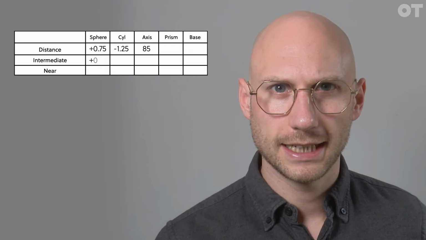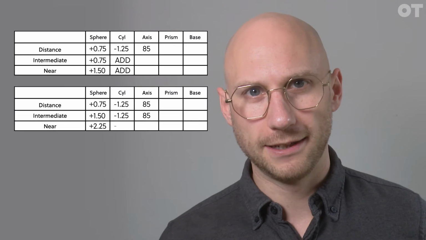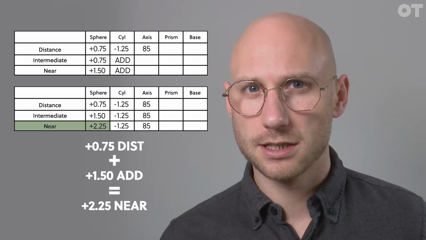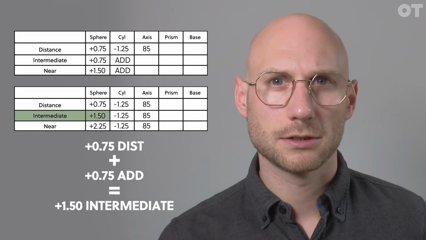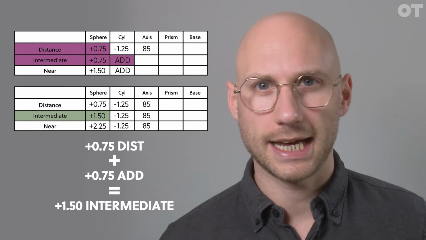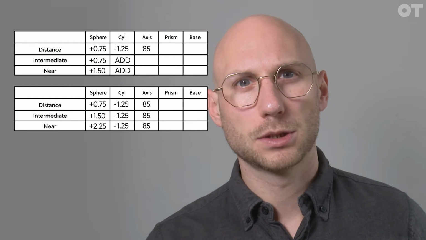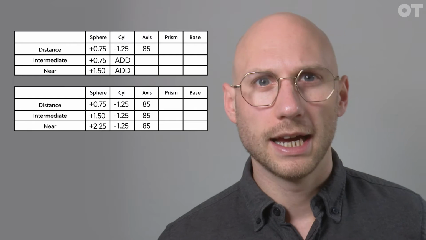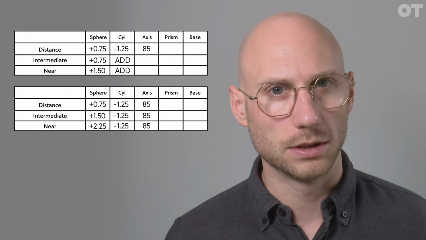Note the near addition, known as the add. You can either write it in the form of an add on the line below, or write out the reading prescription in full. The near prescription is the sum of the distance prescription and the near add. The intermediate prescription is the sum of the distance prescription and the intermediate add. To put it in another way, the near add is the difference between the distance and the near powers, and the intermediate add is the difference between the distance and intermediate powers.